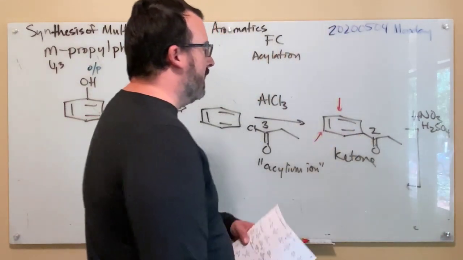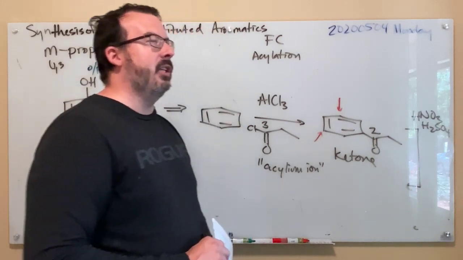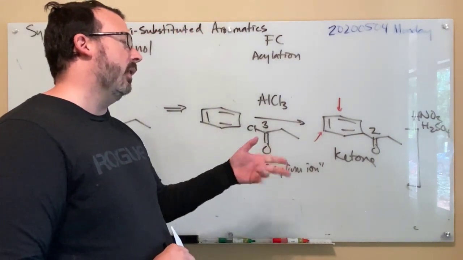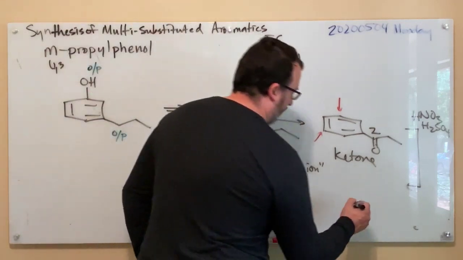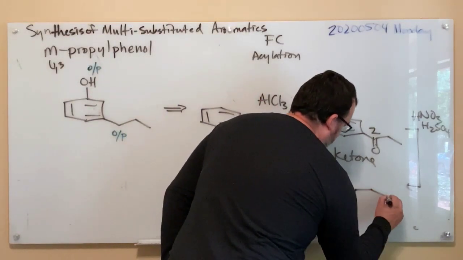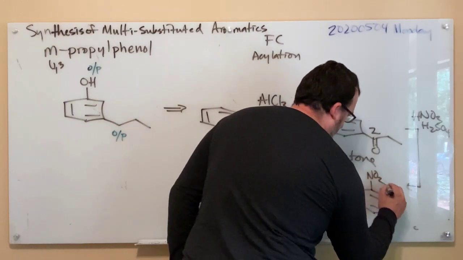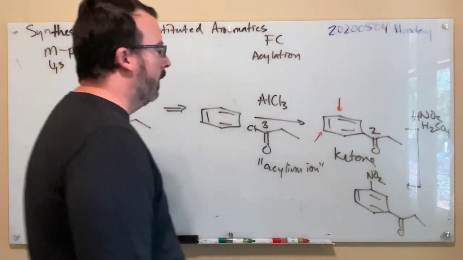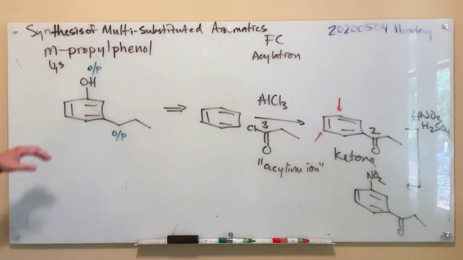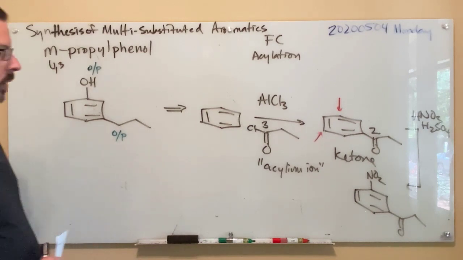So this ring is not so deactivated that this next reaction will not occur. But if you flip them, the nitrobenzene just is not reactive enough. So that's why we're pursuing this order of things. So here we go. We have our desired meta relationship, right? 1, 3. So what do we need to do now?